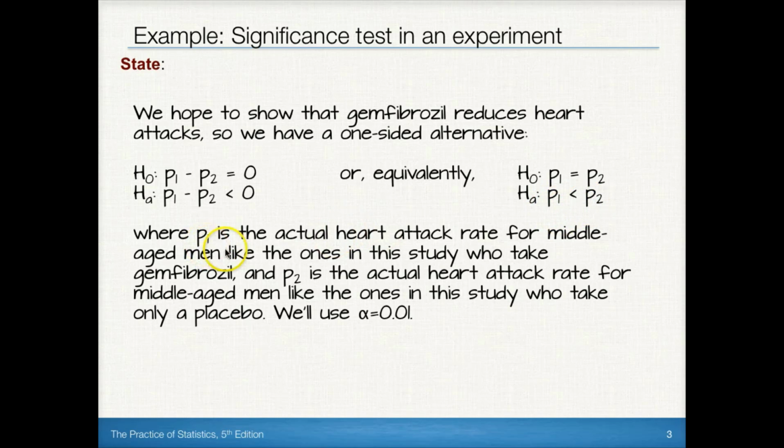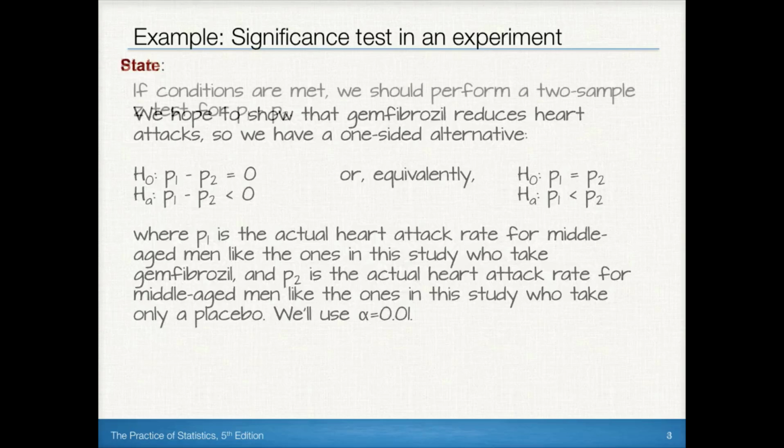In this case, we'll define P1 to be the actual heart attack rate for middle-aged men like the ones in the study who take the drug gemfibrozil, where P2 is the actual heart attack rate for middle-aged men like the ones in the study who take only a placebo. Because of the way we've defined them, we want to show that P1 is less than P2, or the difference, P1 minus P2, is less than 0. And again, we'll use alpha equals 0.01.